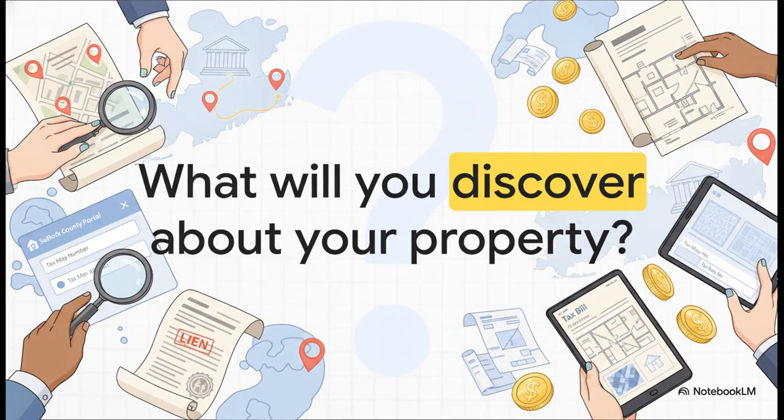Wow, we've covered a massive amount of ground today. We went from decoding FOIL laws all the way to calculating those crazy 23-digit parcel IDs and even spotting hidden property liens. You honestly now have the skills to act as your very own property researcher. So I'm going to leave you with this final thought. Go grab your tax bill, find that tax map number, log into the Suffolk County portal, and just see for yourself. What hidden history will you discover about your own property today?